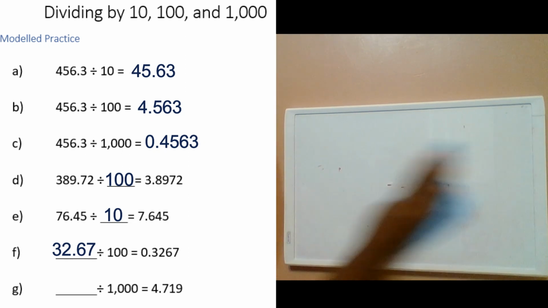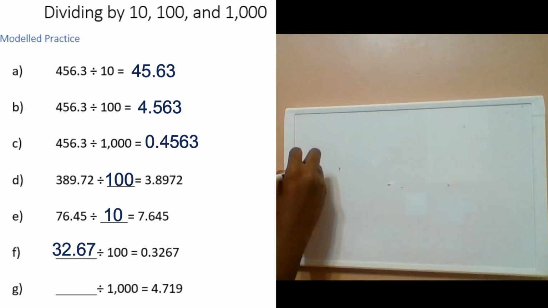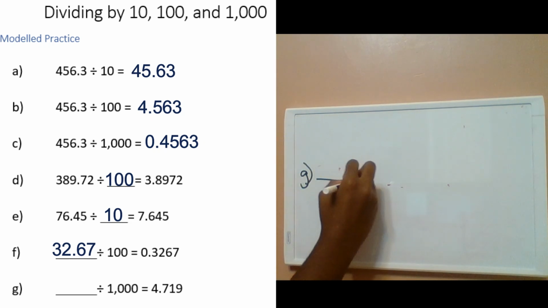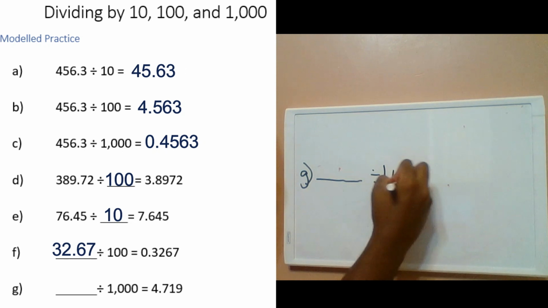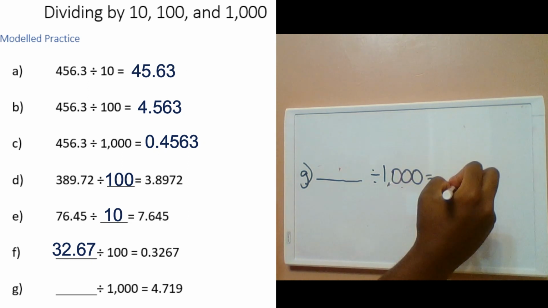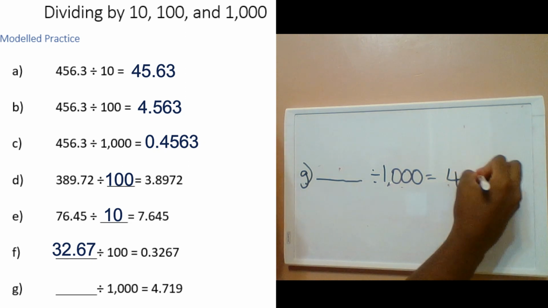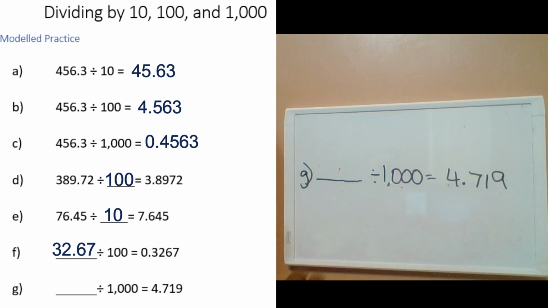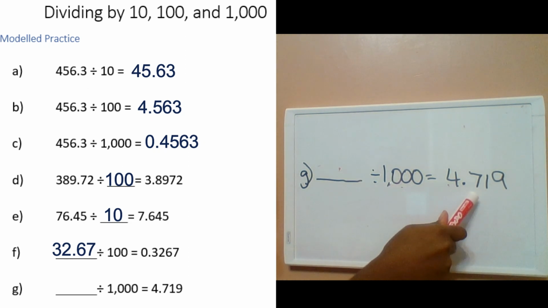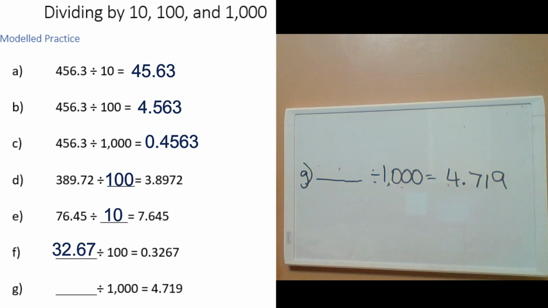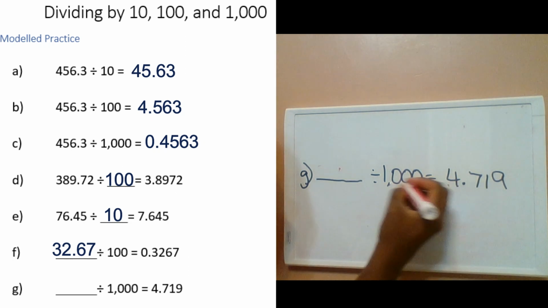Finally, G. Some number divided by 1,000 is going to give 4.719 as the answer. Again, I don't know where I started, but I know where I end and how I ended up getting there. So if I do the opposite, by working backwards, I can find my starting point. So instead of dividing by 1,000, I can take this number and multiply it by 1,000 to see what my starting point was. So let's multiply this by 1,000.